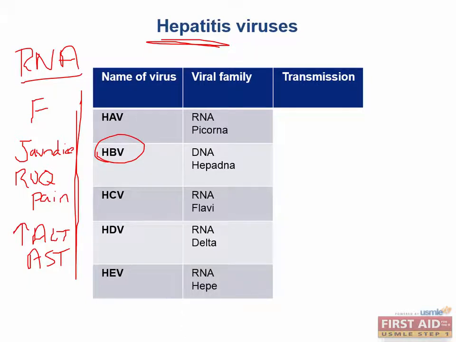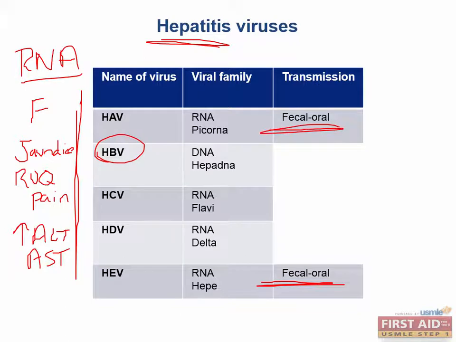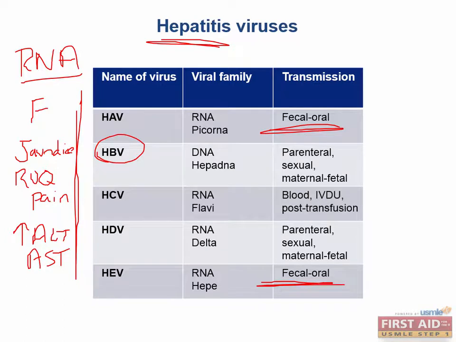The viruses are either transmitted fecal-orally, meaning they are pooped out and contracted orally through food or something, or they're transmitted parenterally, meaning that they are contracted in some way outside of the GI tract, like through an IV, needle, or sexual contact. Hepatitis A and E are the 2 viruses that are transmitted fecal-orally. The other 3, hepatitis B, C, and D, are transmitted parenterally through sexual intercourse, IV drug use, transfusions, or through maternal fetal transfer.